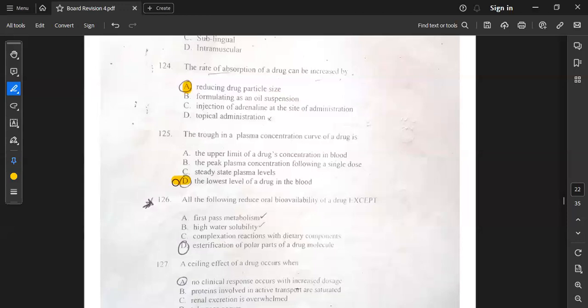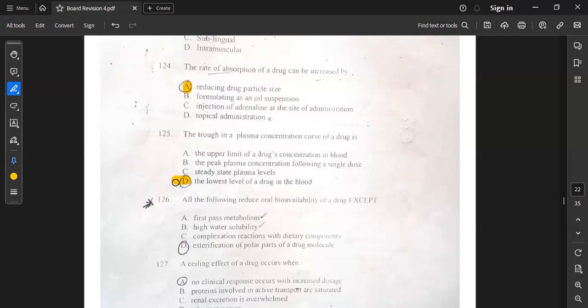All the following reduce oral availability of a drug except: first-pass metabolism, high water solubility, complexation, reactions with dietary components, esterification of polar parts of a drug molecule. So fast metabolism means the drug is metabolized before it reaches most of the body parts. So that will reduce the bioavailability.